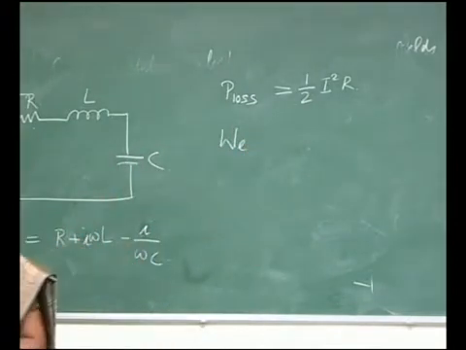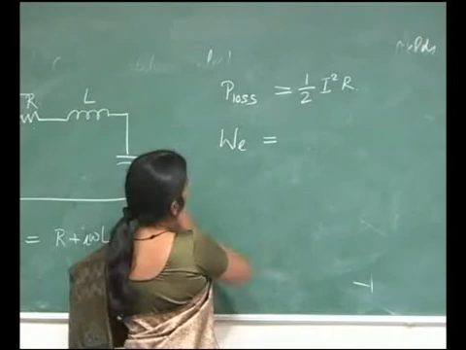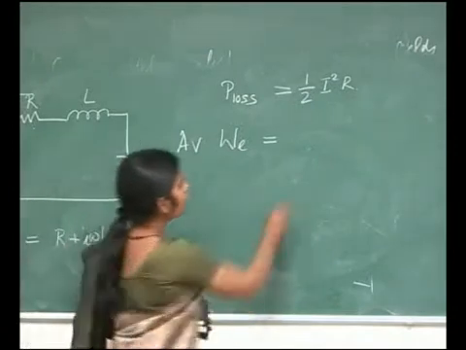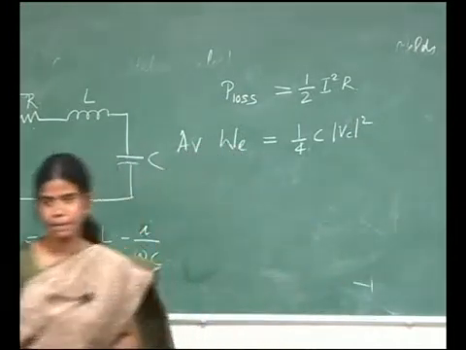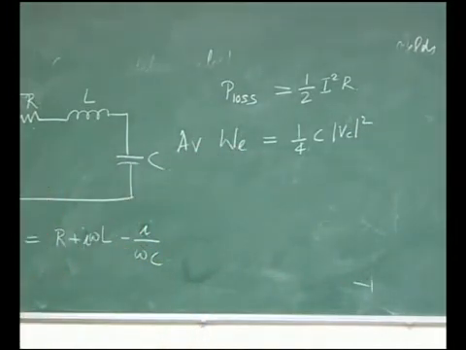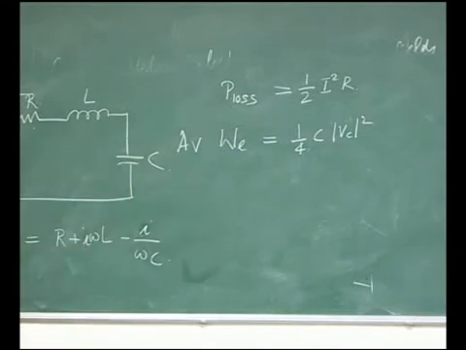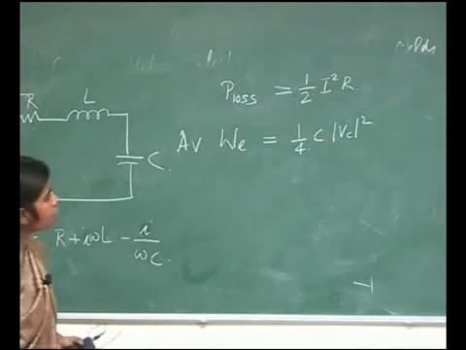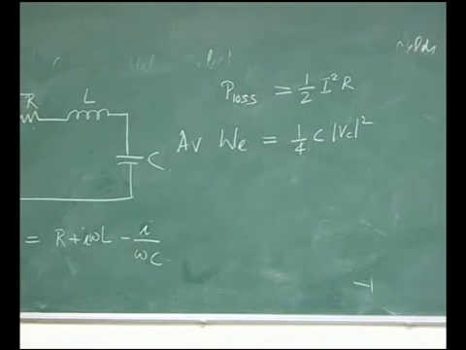And I can say that the electrical energy stored in the circuit would be half C into Vc squared. So I will say the average energy stored per cycle will be 1 by 4 C into Vc squared. And what would be the voltage drop across this capacitance? It will depend upon the incoming current and the impedance offered by this capacitor to the current. So what would be Vc? I into Zc. So what is Zc?